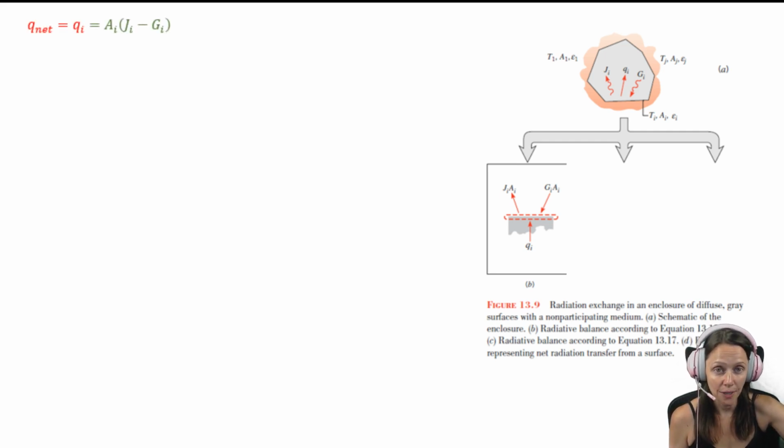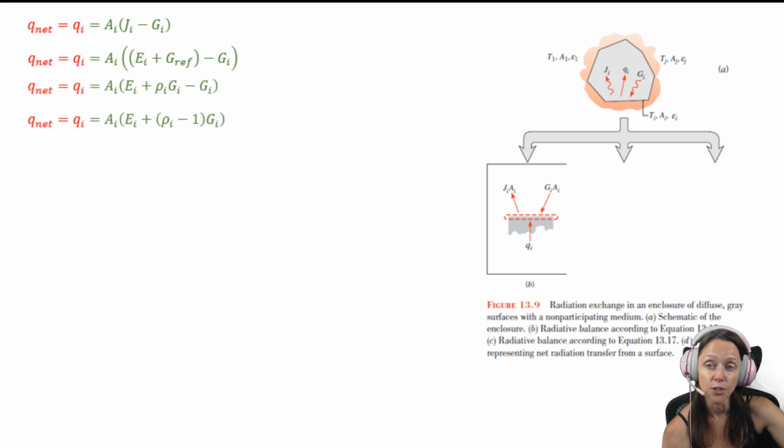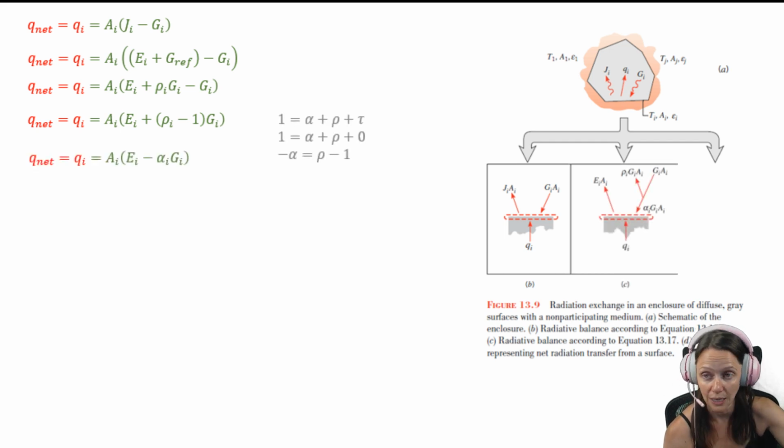So the net radiation coming from the surface, Qi, can be expressed as the radiation coming from the radiosity minus the radiation coming to the surface, which is the irradiation. We can relate that to the definition for radiosity, which is the emitted plus the reflected radiation. And I could put that reflected radiation in terms of reflectivity and the irradiation terms. And finally, I could put those two things in terms of the absorptivity. And I have the net heat transfer rate in terms of emissivity and absorptivity.